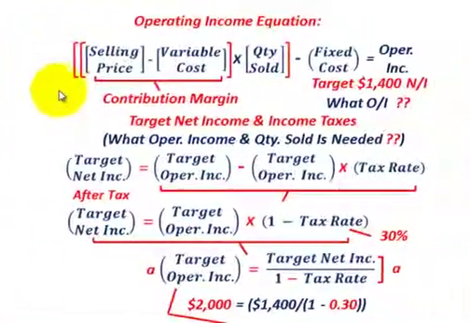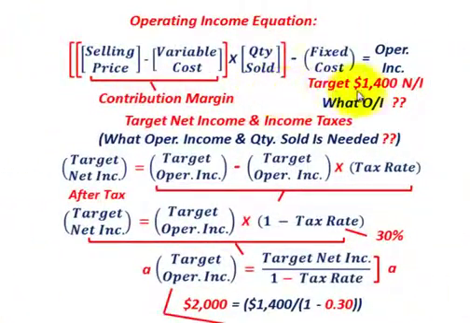Now let's move over and look at the case where we have that targeted income of $1,400, but it's $1,400 in net income. So the question is, what operating income do you need to support the $1,400 in net income? Same equation as we had: selling price minus variable cost. That's our operating income equation. Again, selling price minus variable cost times the quantity sold, less our fixed cost.